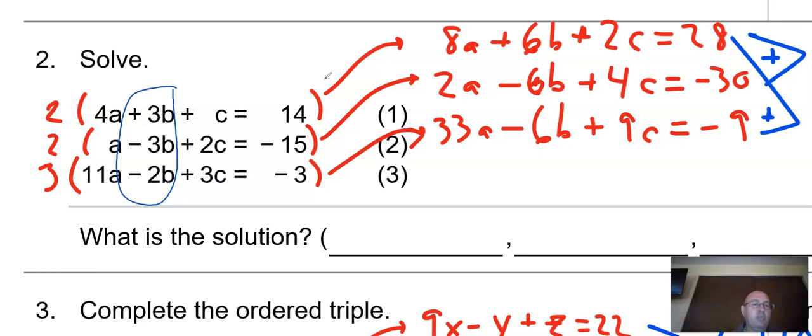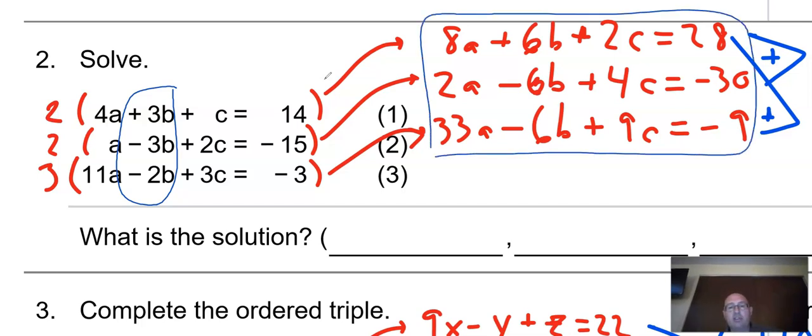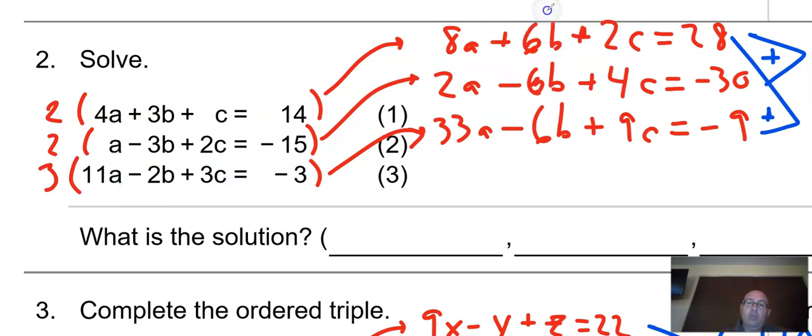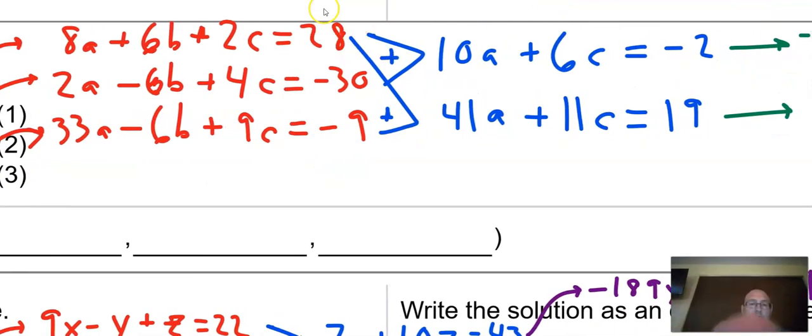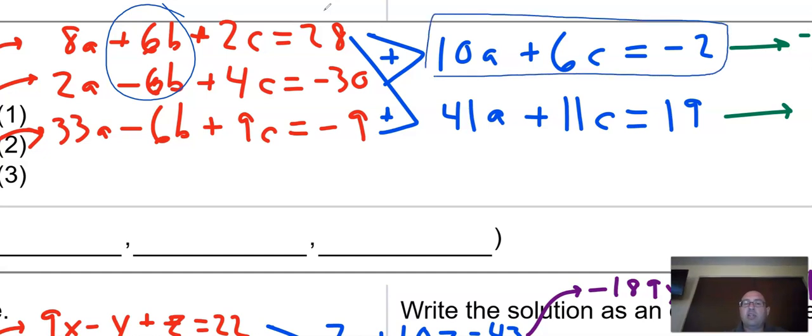So I decided to multiply the top one by 2, the middle one by 2, the bottom one by 3. And so what it did was it changed it into these three equations right here. You can see I drew the red arrows to help you through the process. Now, I'm going to slide the screen over, and you're going to see that I chose to add the top two equations together because I saw this. All right, and when I did that, you can see I get this equation, 10a plus 6c equals negative 2.